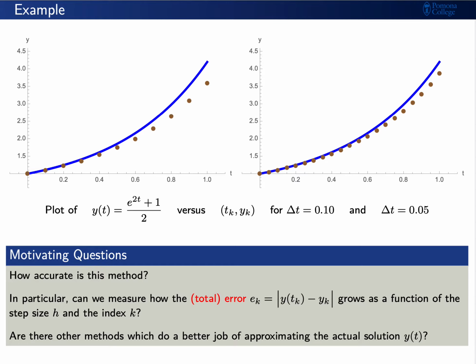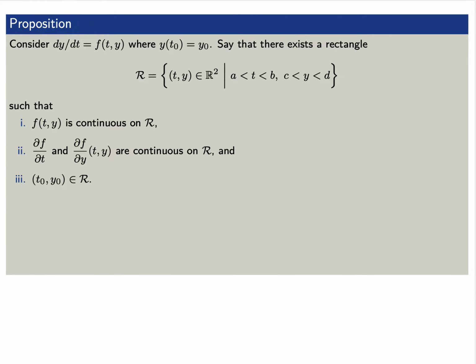These two plots lead to a series of motivating questions. First, how accurate is this method? That is, can we measure how the total error grows as a function of the step size h and maybe even the index k? Second, are there other methods which do a better job of approximating the actual solution y of t? Here we present the main result with regard to these questions.